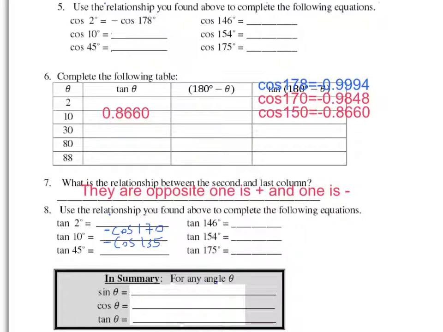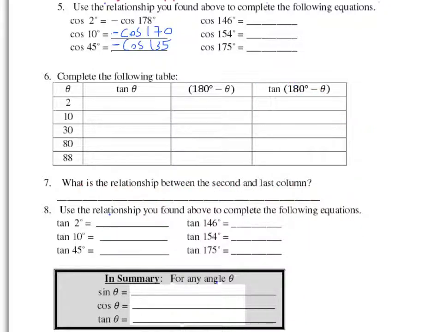Alright, let's investigate the tan ratio now. So tan of 2 degrees is 0.0349. 180 minus theta, so 180 minus 2, is going to give us 178. And tan 178 gives us negative 0.0349. So similar to what the cos ratio did, it's the same number but opposite and negative.